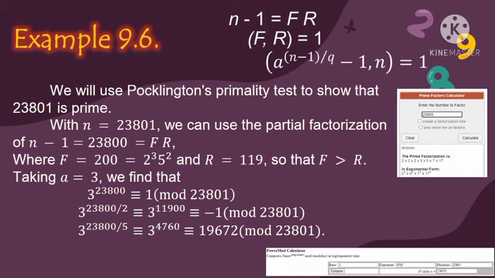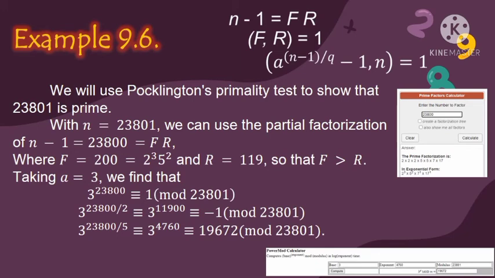We use the prime factors calculator and input 23,800, and the result is 2 raised to 3 times 5 raised to 2 times 7 times 17. And f, from the definition, are the factored prime numbers, which is 2 raised to 3 times 5 raised to 2. If you compute that, it will give us 200. And r, 119, is from 7 times 17, which are the not factored part. So f is greater than r. To check it, is 200 greater than r? Yes, because 200 is greater than 119.